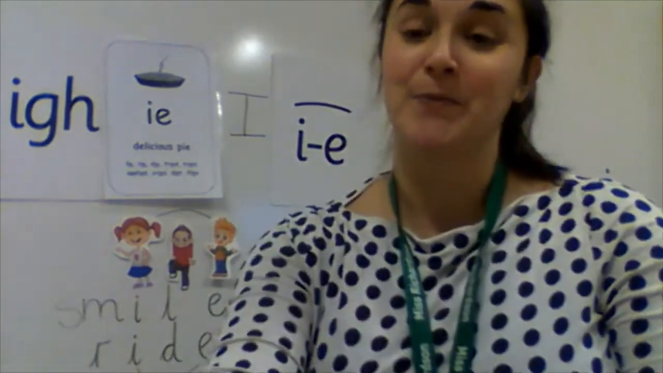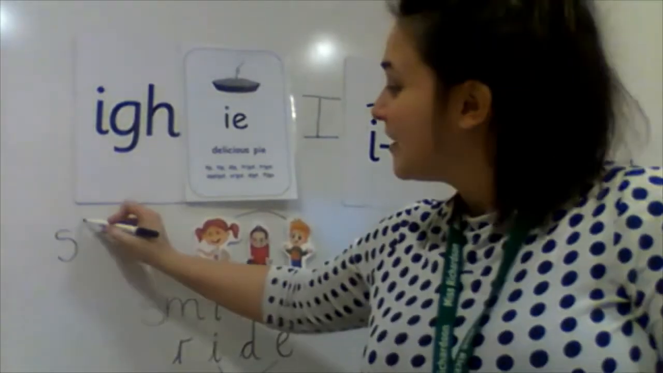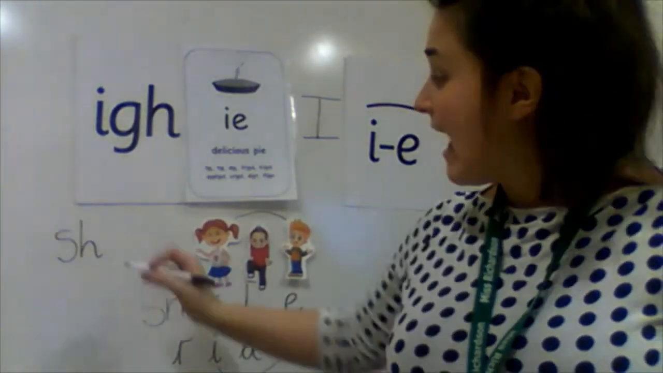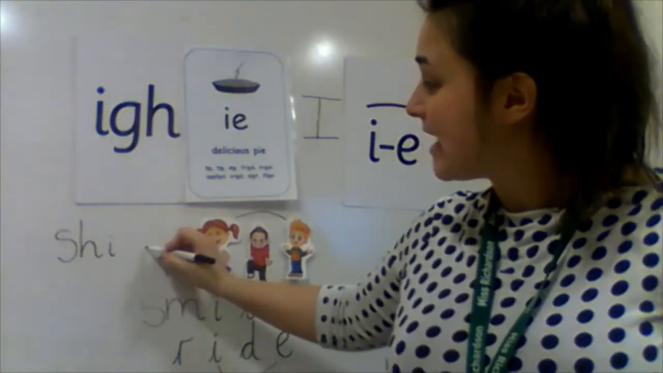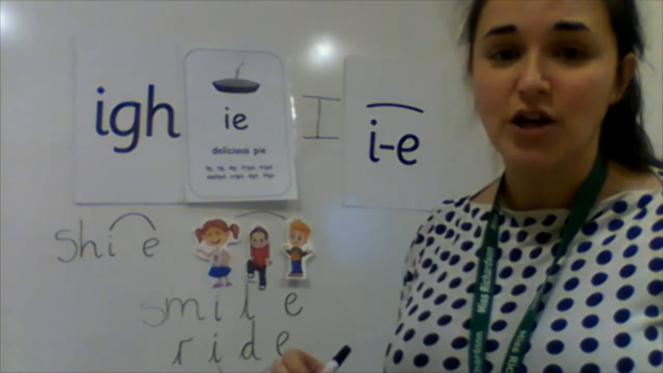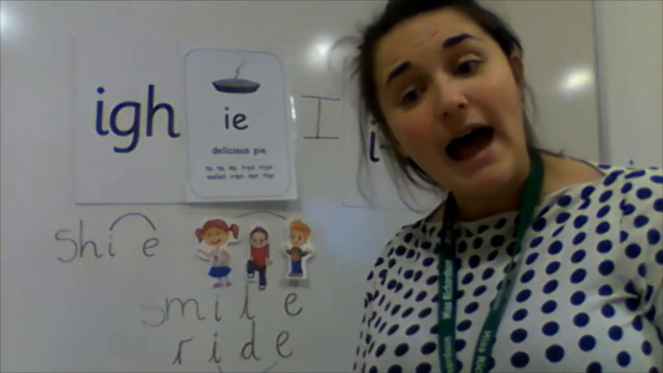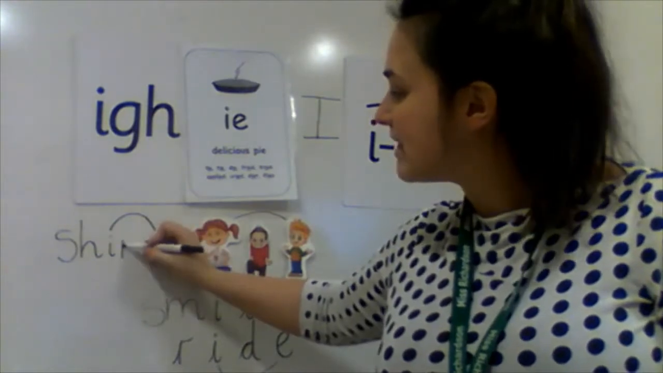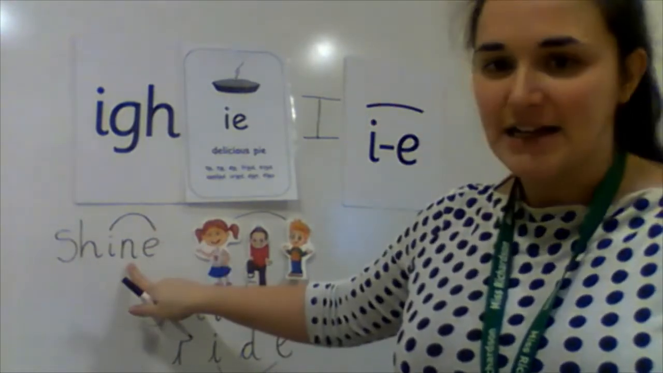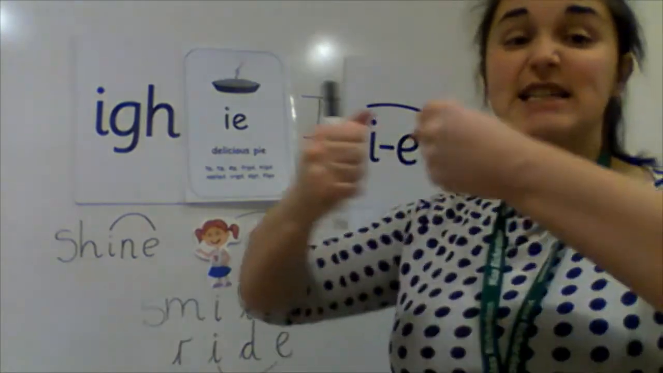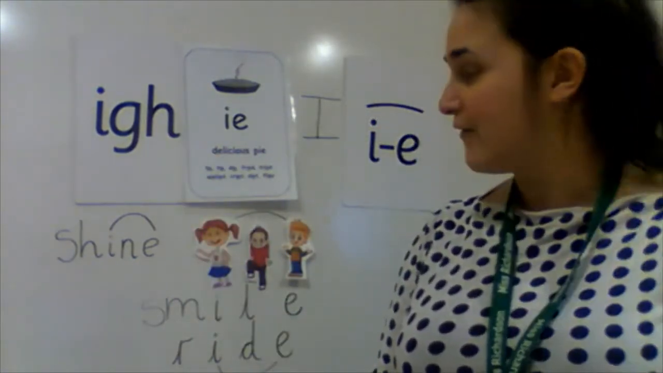Shh. Ooh. There's my digraph. Shh. And then I have my split digraph. I can hear the I sound. Shh. I. Come back to the sound in the middle. There's the letter that's splitting up my digraph and turning it into a split digraph.